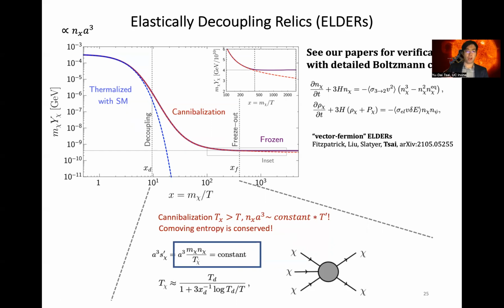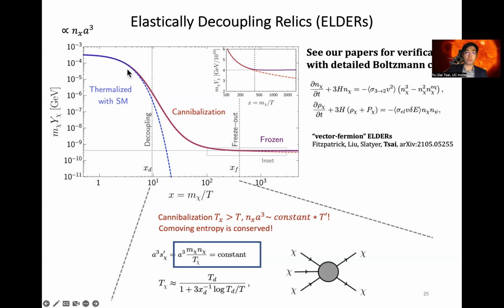So you ask me, how do you understand this? The way to understand this is to say that even though the decoupling happens, you still have 3-to-2, so you will keep your dark sector with a constant comoving entropy. Because you have a constant comoving entropy, if you solve for the distribution, you find that the comoving number density is also almost a constant, except it is multiplied by the temperature T chi. This T prime here should be T chi. And you can solve for T chi, and T chi drops very slowly, logarithmically.